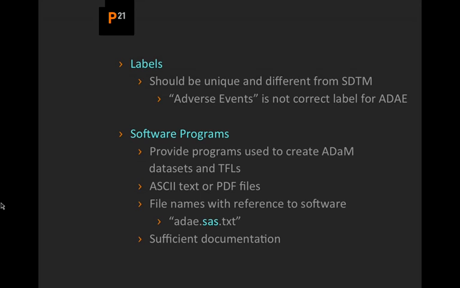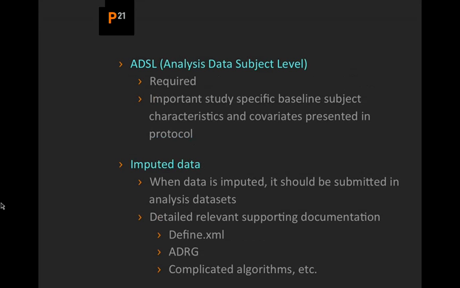Software programs. FDA asks sponsors to provide programs used to create ADaM datasets and tables, figures and listings in ASCII text or PDF format. And they also recommend using names with a reference to software, like you can see in the example in the slide. And sufficient documentation for provided programs is then required.